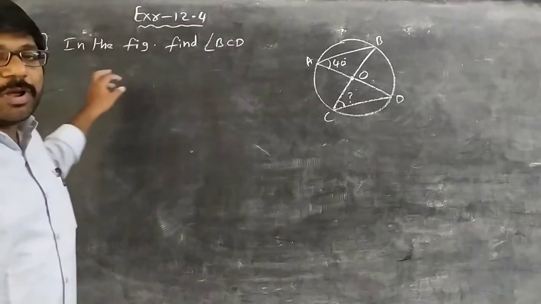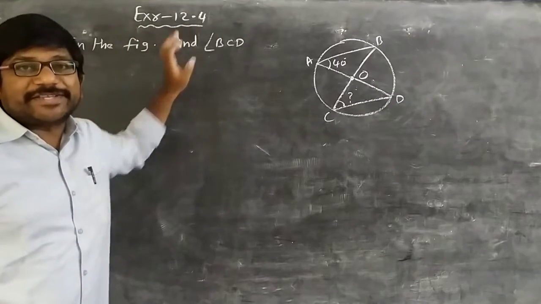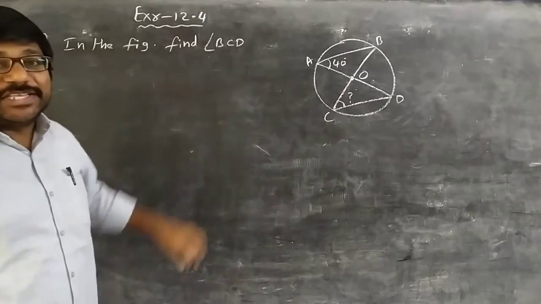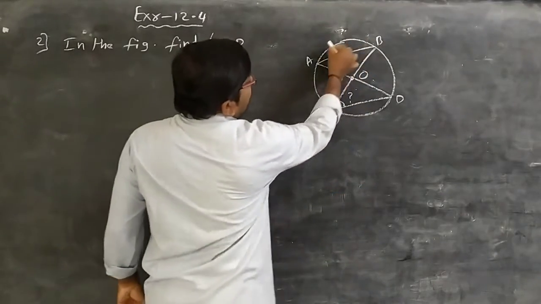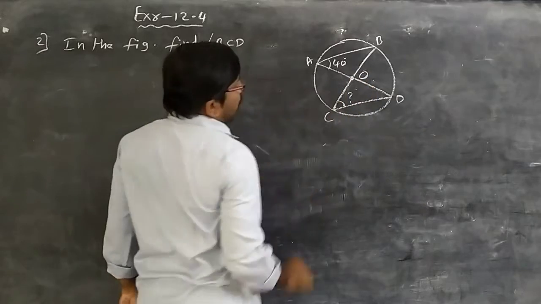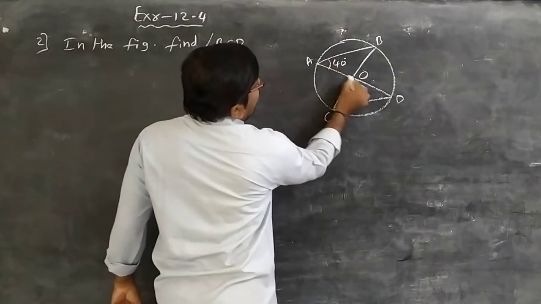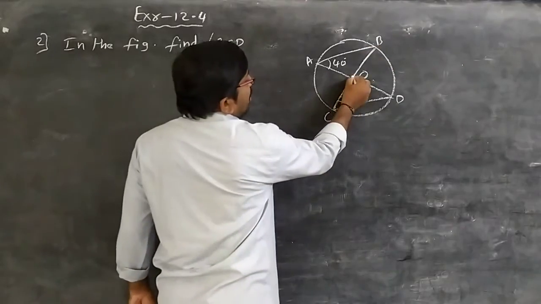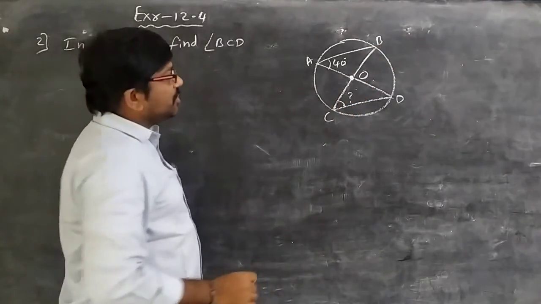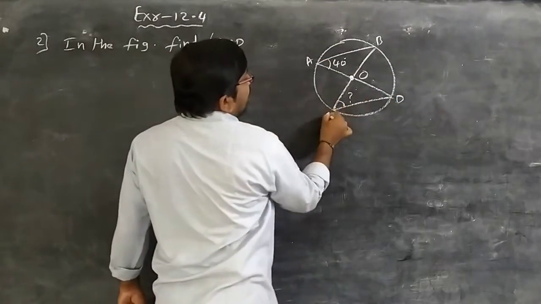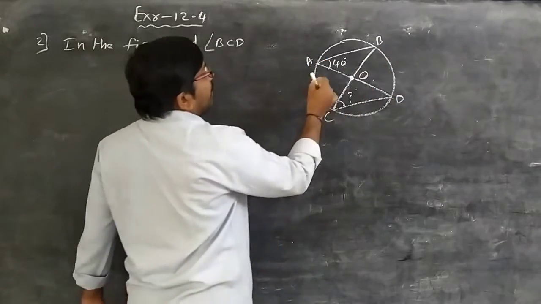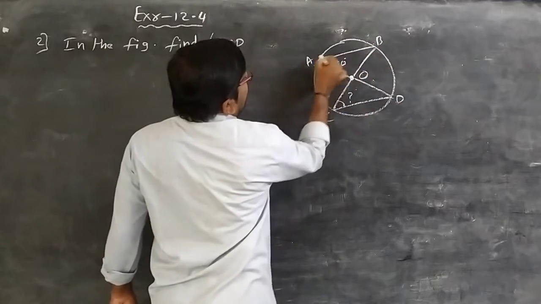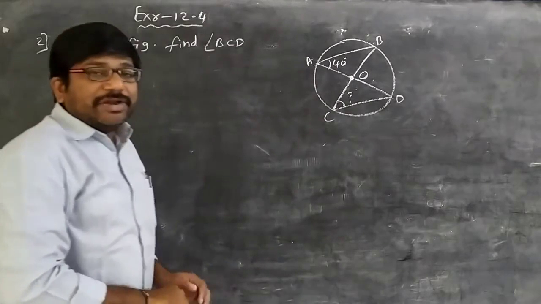Yes, go for the next problem in exercise 12.4. Second problem: in the figure, find angle BCD. Observe carefully. This is the figure, a circle with center O, and AD is a diameter. BC is also a diameter because they pass through the center, right? So AD and BC intersect at the center, and angle BAD is 40 degrees.